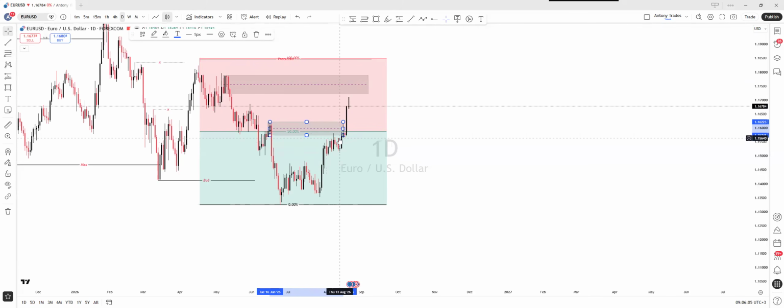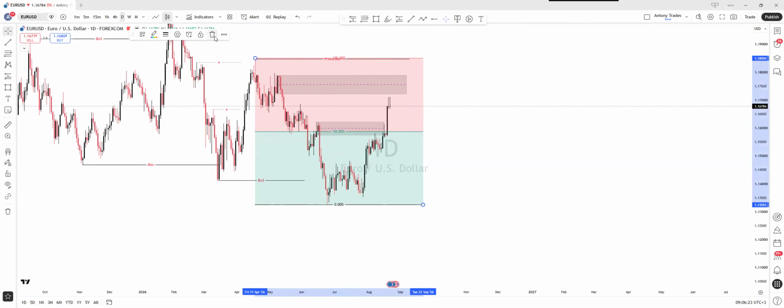So we saw Euro USD try to give a reaction from this area, but it never gave us that confirmation to sell. That is why I'm telling you guys that seeing a rejection from the key level is not enough. We need to see the market giving you that change of character, or we need to see the internal structure agreeing with the external structure before you look for any selling opportunity.